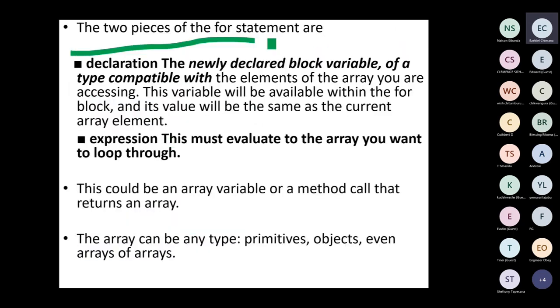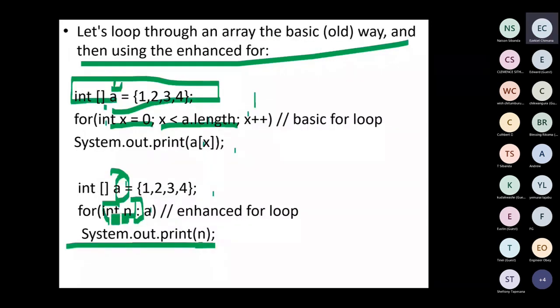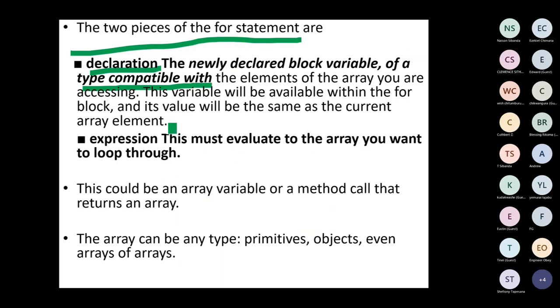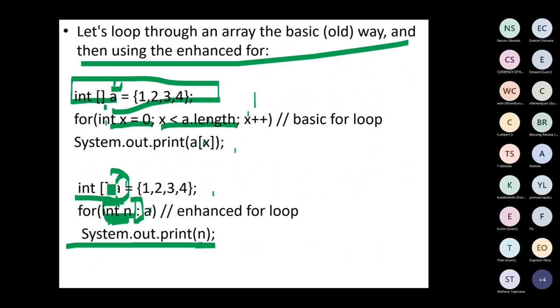So the two pieces of the for statement are the declaration, the newly declared block variable, of type compatible with the elements of the array you are accessing. Here it's int, or an integer. Why? Because our array contains what? Integers. This variable will be available within the for block, and its value will be the same as the current array element. So the value for n will be equal to the current value in this array, and you can access it and use it through this variable.